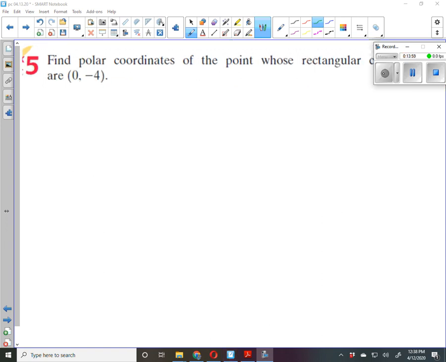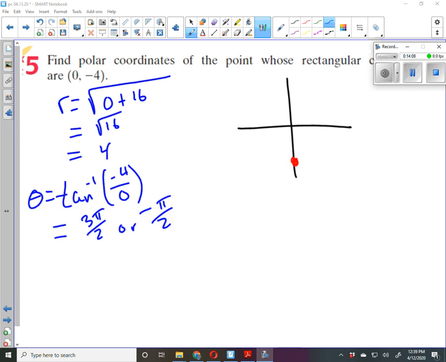All right, example 5 says find the polar coordinates given the rectangular coordinates. I'm going to stop the video and let you do that. Okay, so you've got a radius of 4. Always plot the point, you guys. You know what? There's no real work to be done for finding the angle. If you know where it's located, it's got to be 3 pi over 2 or negative pi over 2. My ordered pair here is going to be 4 comma 3 pi over 2 or 4 comma negative pi over 2.